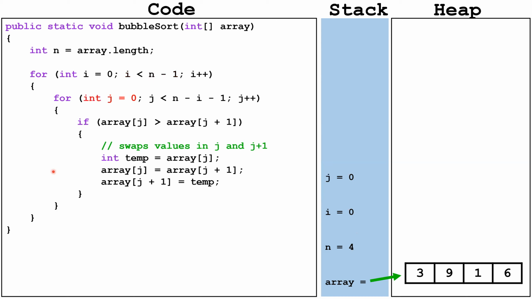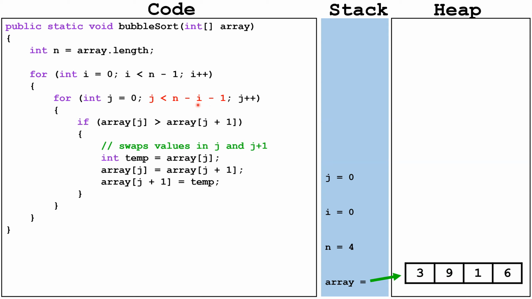Now we do the inner for loop. We declare j and set it equal to 0. We continue the inner loop as long as j is less than n minus i minus 1. We don't want to quite go to the end because we're comparing the index we're looking at with the index after it. So if we went to the end, we would try to compare this index with the one after it, and there is no one after it. So that's why we have the minus 1 part.